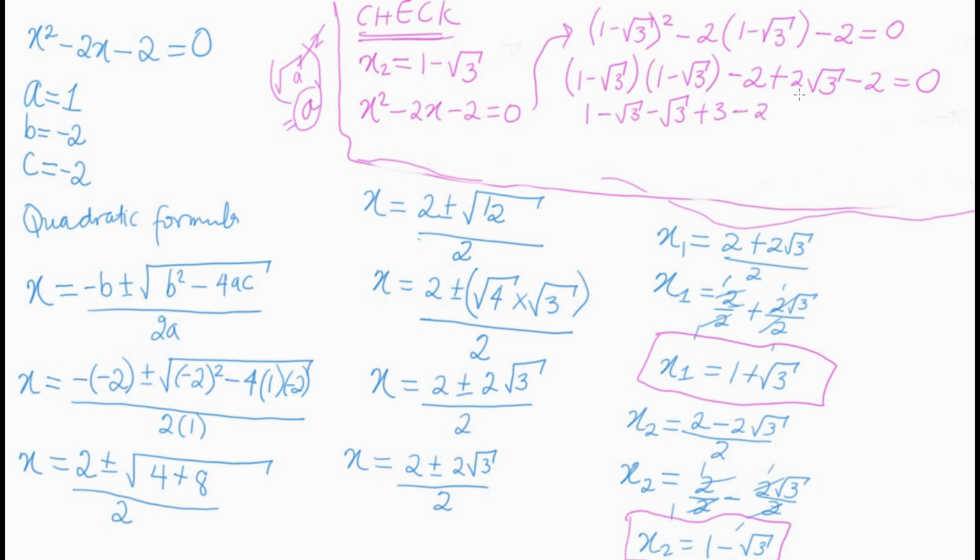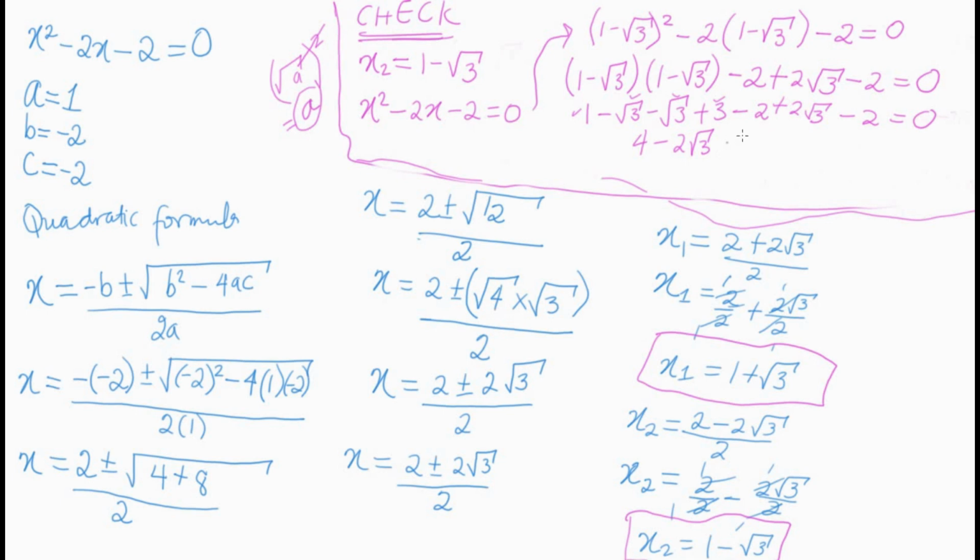So negative 2 now plus 2 root 3 minus 2 equals 0. And by the way, we just want the left side and the right side to be equal, and then we know we're done. So 1 here plus 3 will be 4. Negative root 3 minus root 3 is just negative 2 root 3. And so here is done.